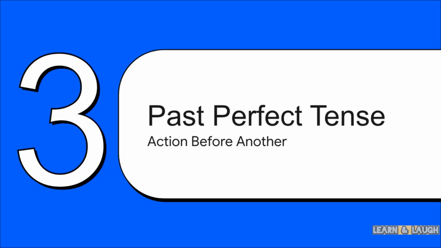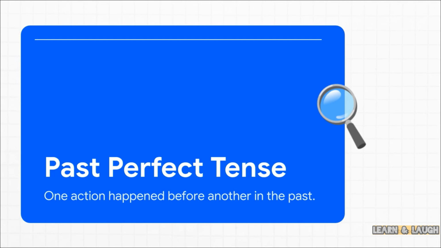Keep it up. Now, we are leveling up to section 3, the past perfect tense, which focuses on one action happening before another. I actually love to think of this tense as a literal time machine within the past itself.